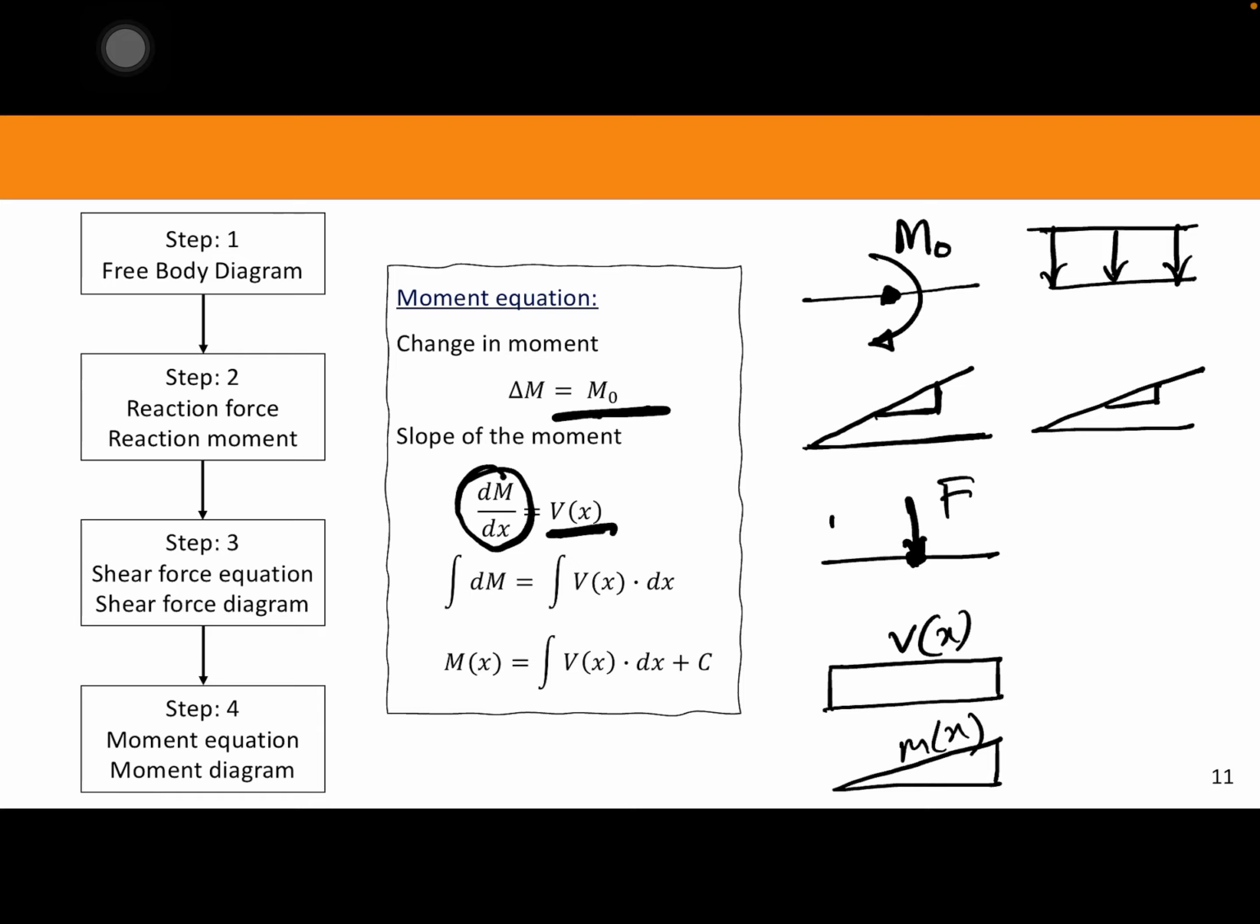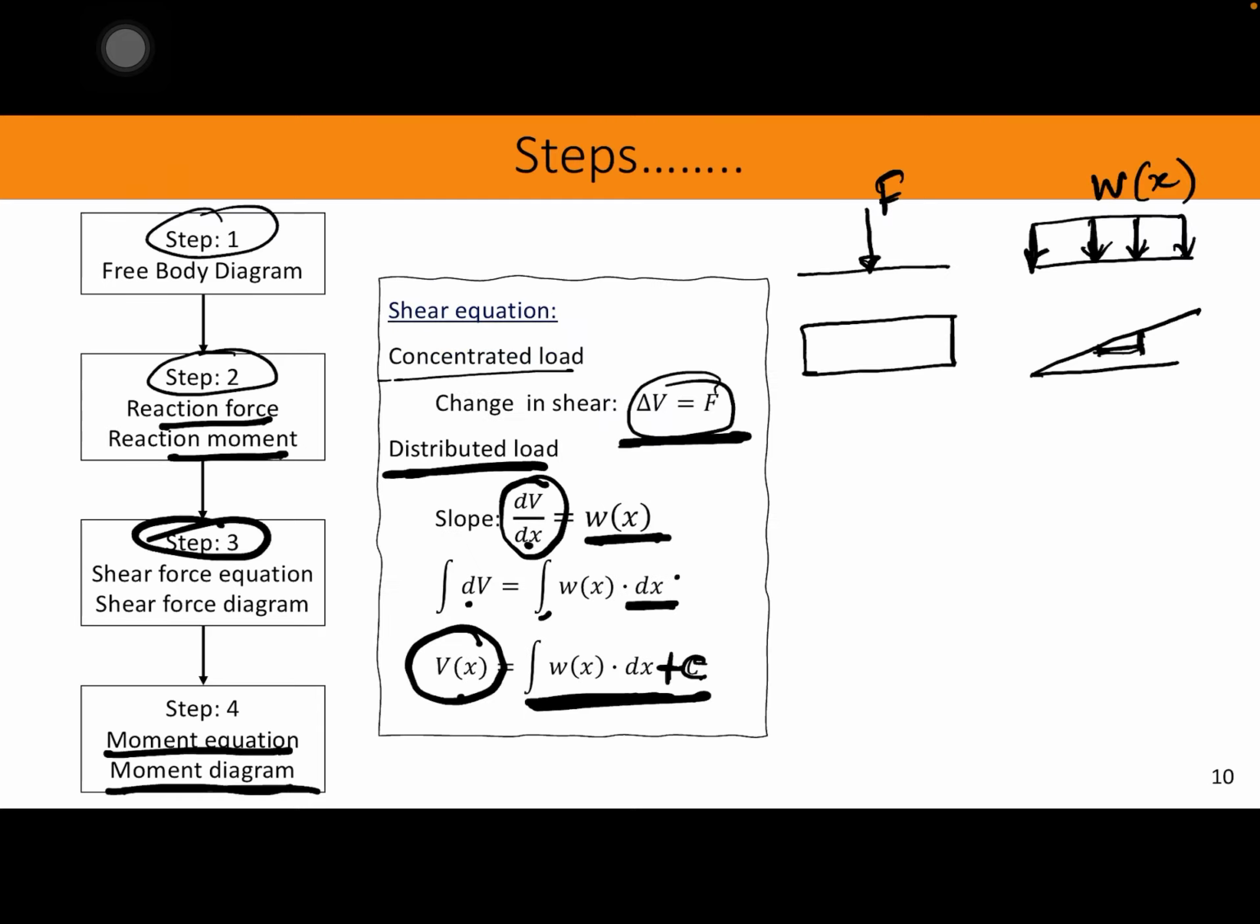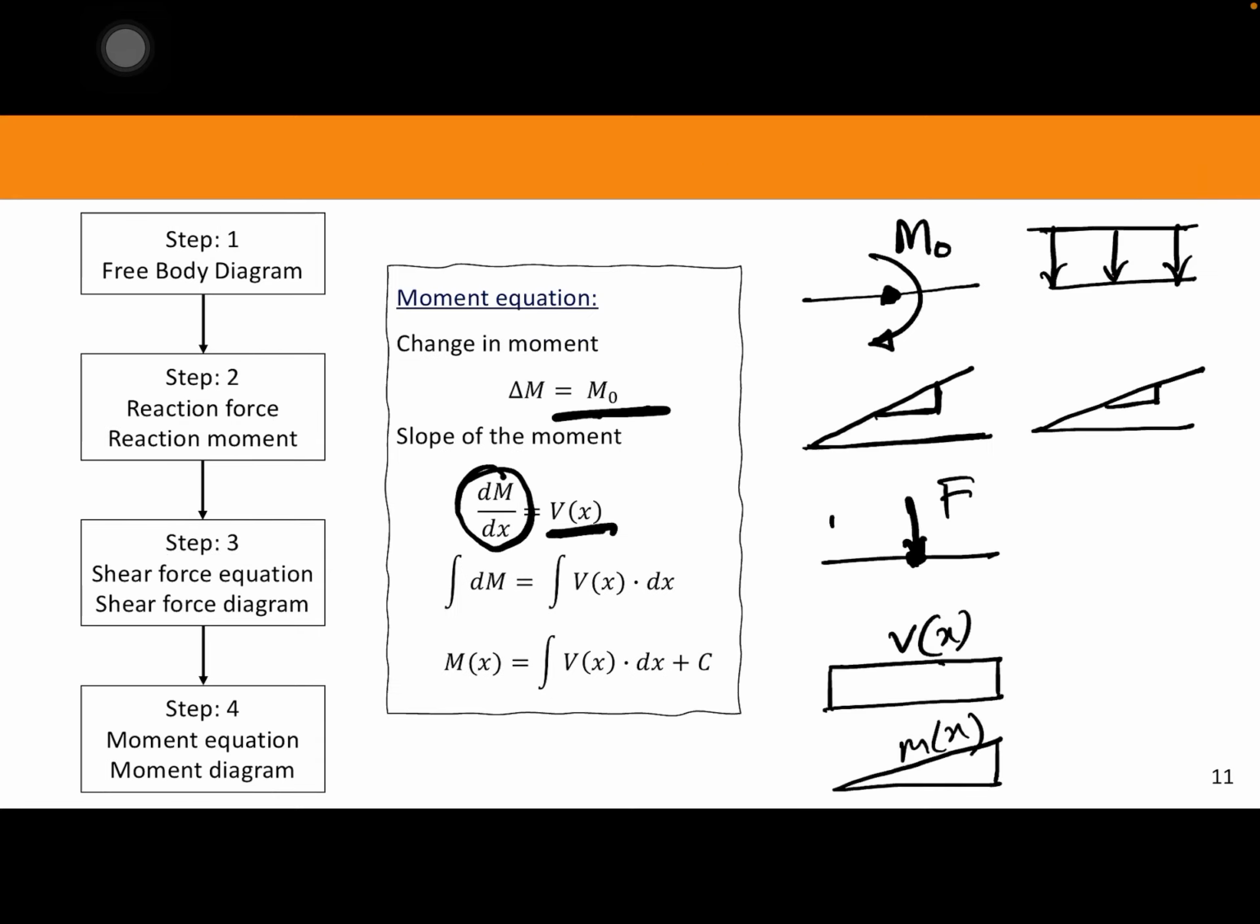For one single point, we already know V of x from the previous slide. If it is a concentrated load, then V of x is nothing but F. If it is a distributed load, V of x equals this. Once we get V of x, the next task is the moment equation. So how can we get M of x? Well, if it is one single point, it is nothing but M naught. But if it is a distributed load, you get the slope, so how we can determine M of x is by taking the integral.